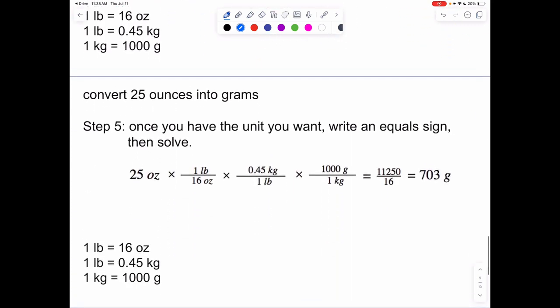So here's our final answer here. All of these, ounces cancels out, pounds cancels out, kilograms cancels out. Grams does not cancel out. And then that gives us our final unit and our final answer of 703 grams.